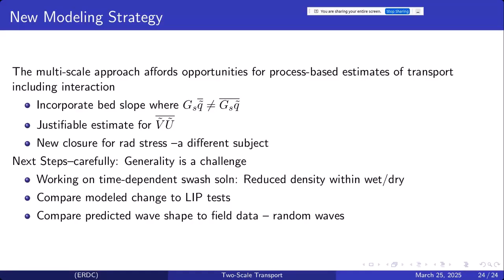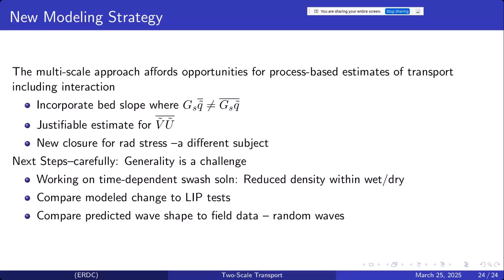I'm looking for data that has a large morphology change signal in it, and I'm trying to get the LIP tests that were done about 10 years ago in the Netherlands in the Delft tank. I would prefer to keep it with one-dimensional data right now rather than field data, but we'll see how that goes.